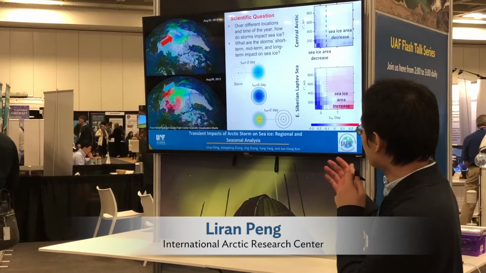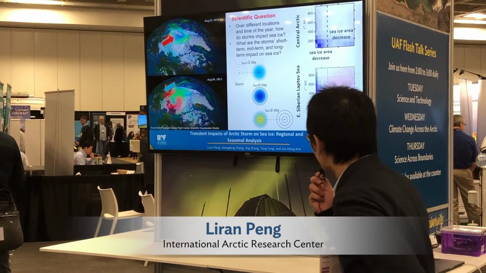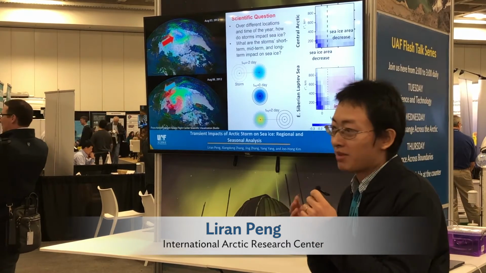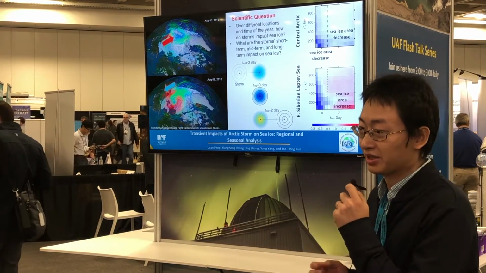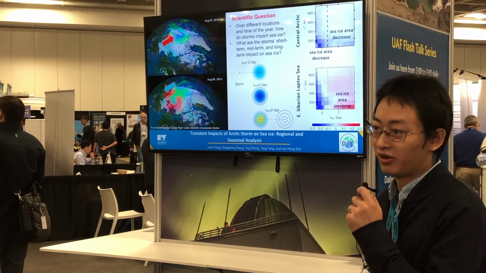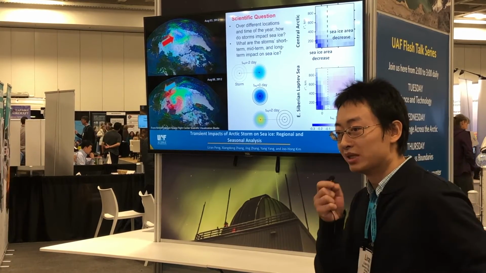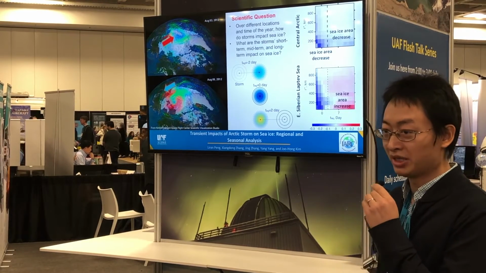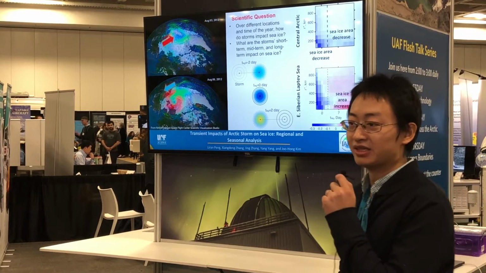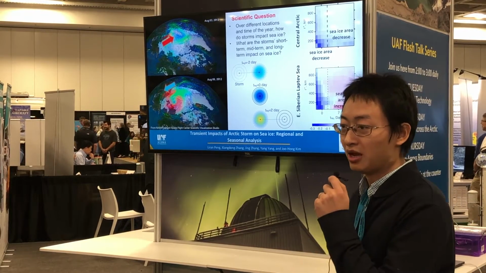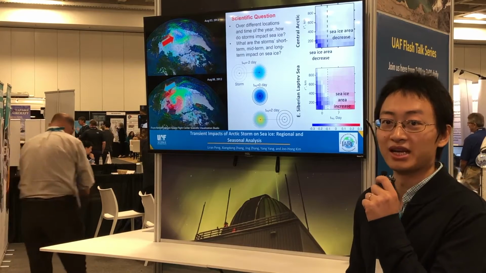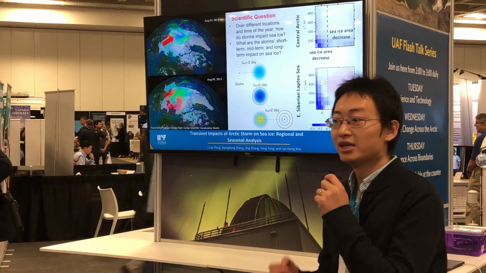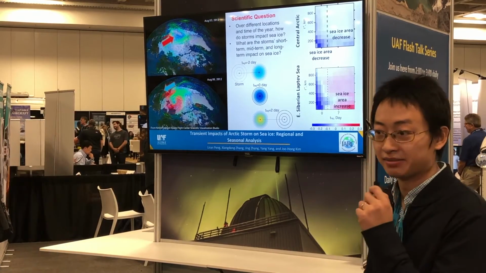My topic today is the transient impacts of Arctic storms on sea ice: a regional and seasonal analysis. Arctic storm activity has increased over recent years, and previous studies also found that, accompanied by this increasing storm activity, sea ice has rapidly decreased. Statistical evidence has shown a potential linkage between this increasing storm activity and decreasing sea ice. Storm case studies have also shown that storms may potentially facilitate sea ice melting.